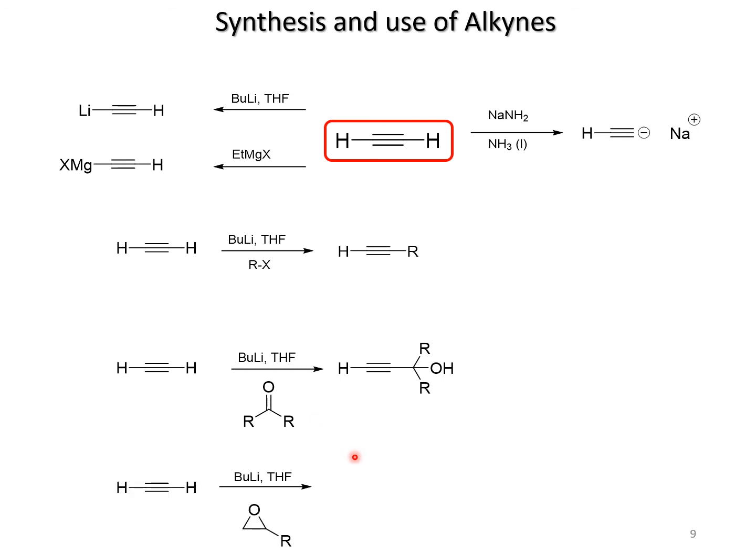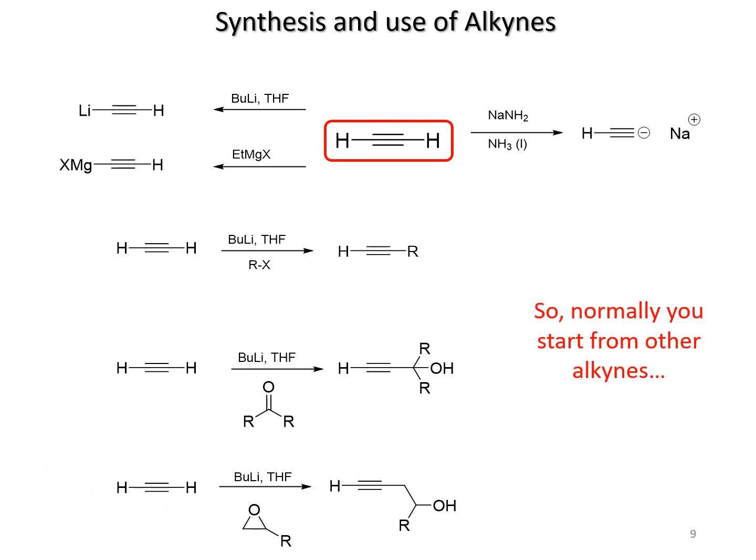Another nice reaction that we can do is, after deprotonation of the alkyne, the attack on this epoxide, which in this case forms this secondary alcohol. I would like to remind you that, like we discussed for the use of epoxides in the previous video, the nucleophile here will attack the least hindered part of the epoxide. Anyway, I would like to emphasize once more that normally you produce substituted alkynes in the presence of already present triple bonds.